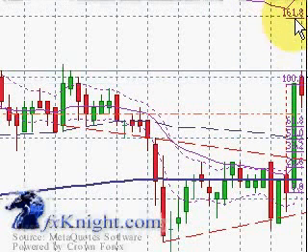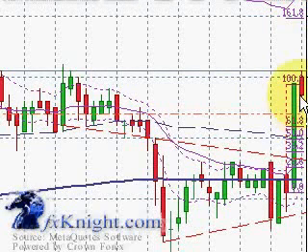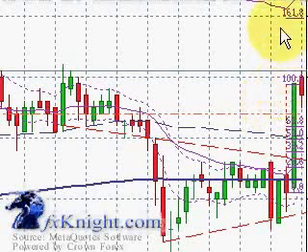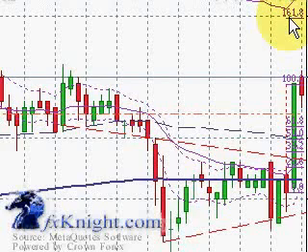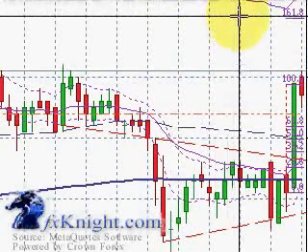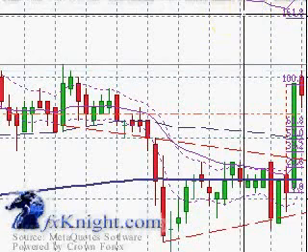Again, I'm entering down here at 1.3650, going long, and my target is up here at, let me give you a reading on that, 1.3665. That's my target, and let's see what the market gave us.